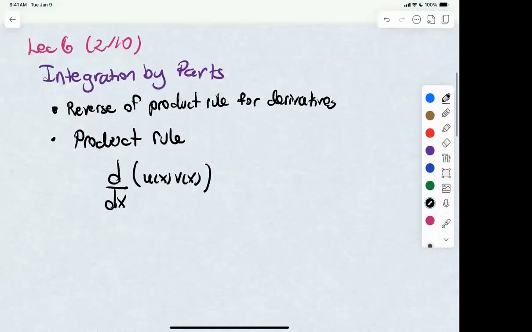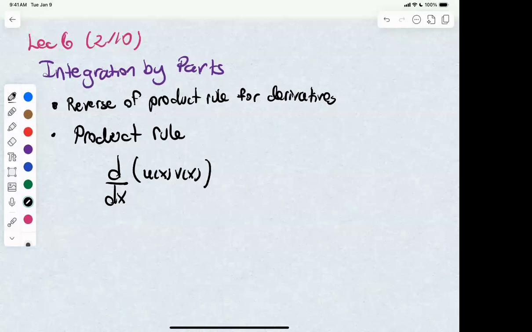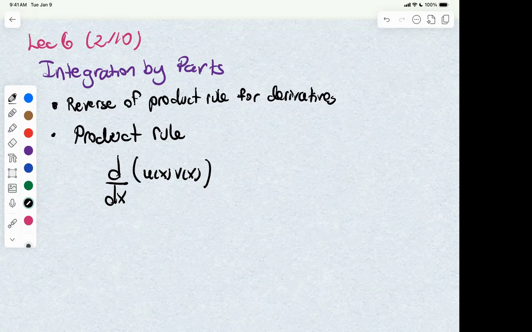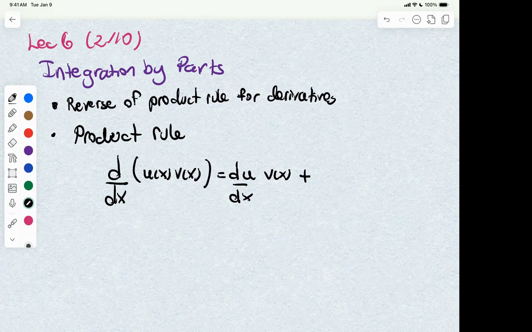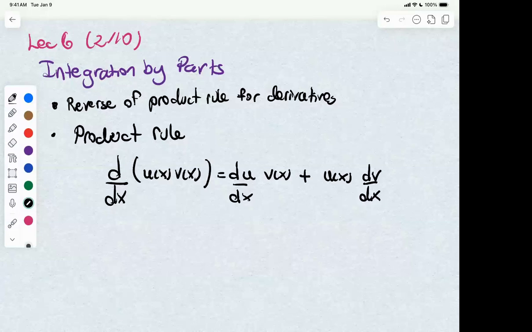So you have two functions u and v that depend on x. And the product rule says that the derivative of the first function times the second function is the derivative of the first function times the second function, plus the first function times the derivative of the second function. Okay, so that is what the product rule says.